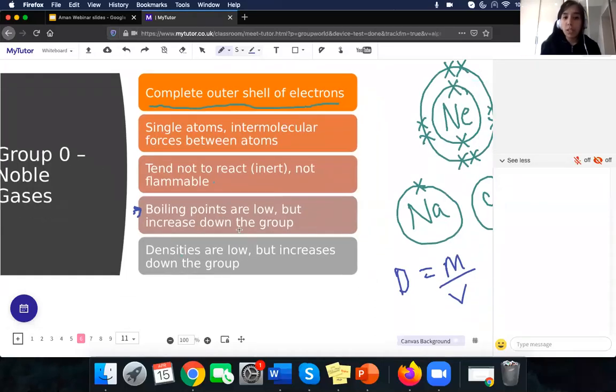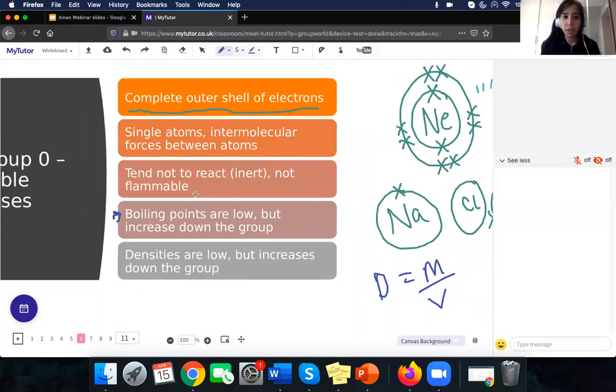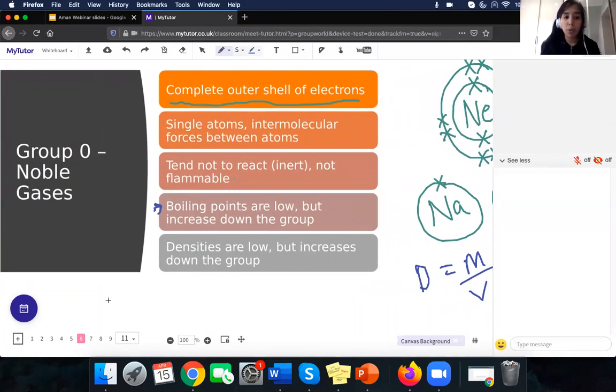So their boiling points are low and they increase down the group because the atomic mass increases down the group, and the densities are also low. Density equals mass over volume. But again, that increases down the group because the atomic mass increases down the group and the mass increases more than the volume. So therefore the density increases down the group. Okay, so that's all the properties we need to know about noble gases.